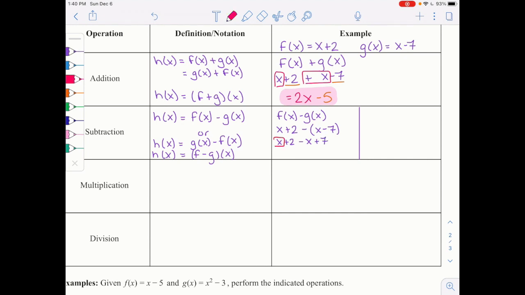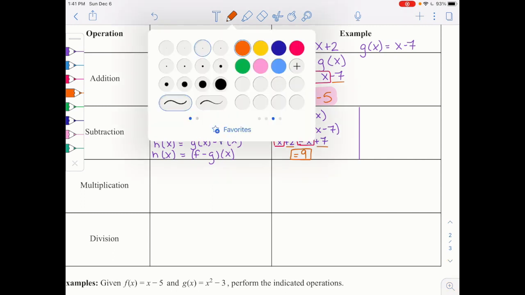Then I can combine my like terms. X minus x goes away, so I have nothing. And then 2 plus 7 is 9. So here I would just get 9, which would just be y equals 9, which would be a horizontal line. It's a constant, so not too fun of a function.